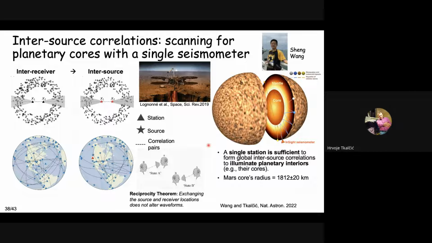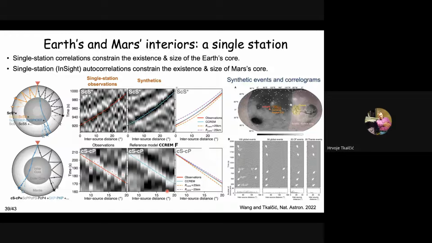So in this study, we again use the mathematical trickery, the reciprocity theorem, to replace the locations of receivers and sources. So our InSight seismometer becomes a virtual source. So it becomes a virtual Marsquake, and all observed Marsquakes become virtual receivers. So when you do that, it turns out that you can compute the correlation wavefield in the same way that we do on Earth, right?